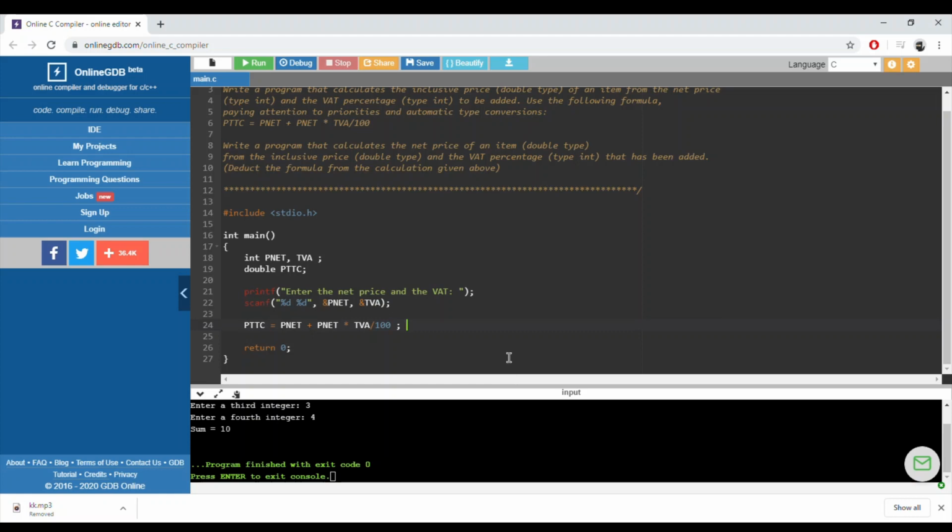So here we have an expression. It contains plus, multiplication, and division. For this expression, if we recheck the priority tables, first we need to do the multiplication and the division, and then we will do the addition. So we have here pnet of type integer, TVA is integer, and 100 is integer. So an integer over an integer will be an integer. This is what we want to avoid.